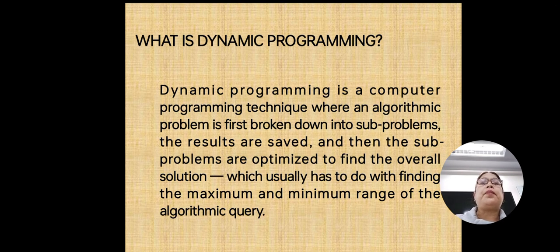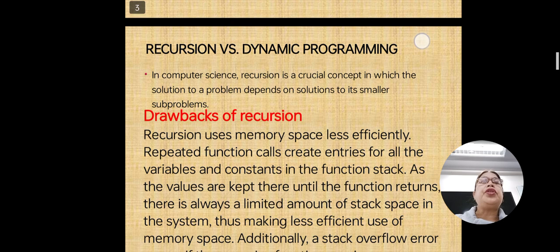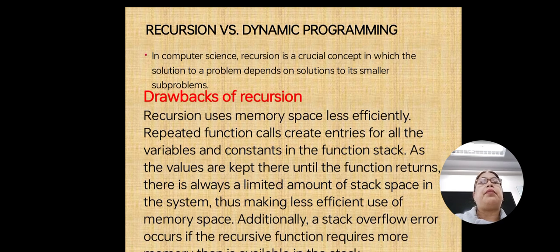Dynamic programming is a computer programming technique where an algorithmic problem is first broken down into sub-problems. The results are saved, and then the sub-problems are optimized to find the overall solution, which usually has to do with finding the maximum and minimum range of the algorithmic query. So, recursion versus dynamic programming.